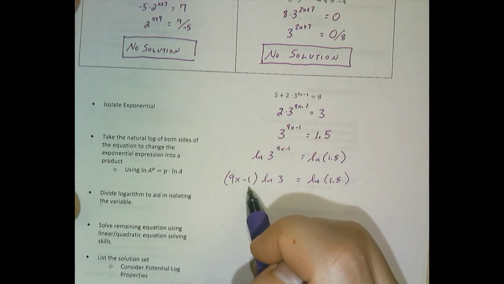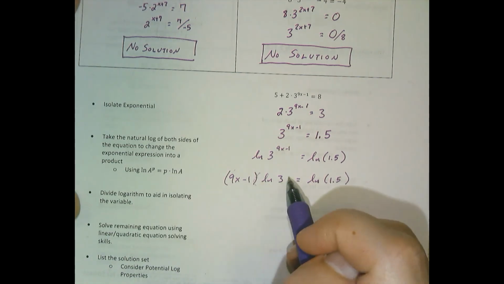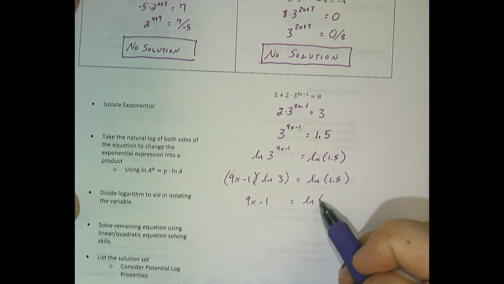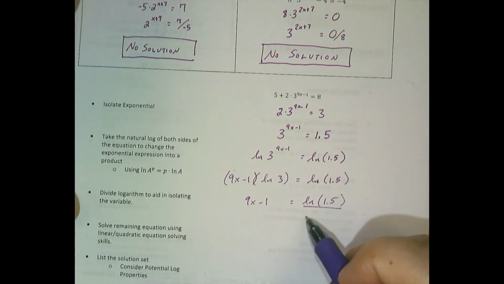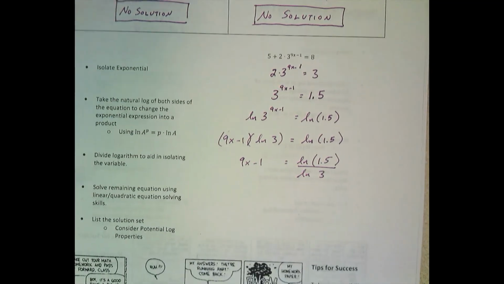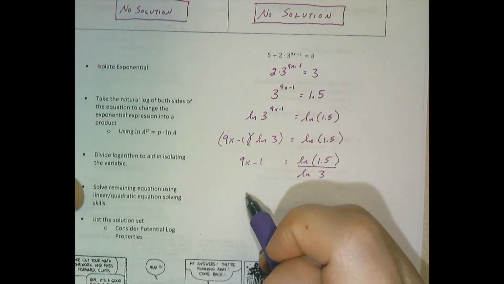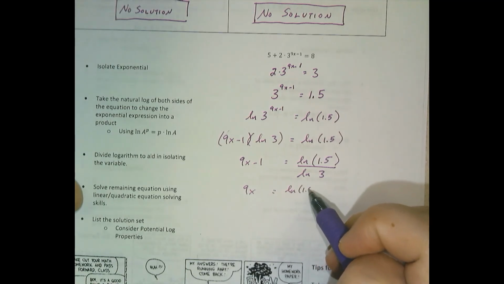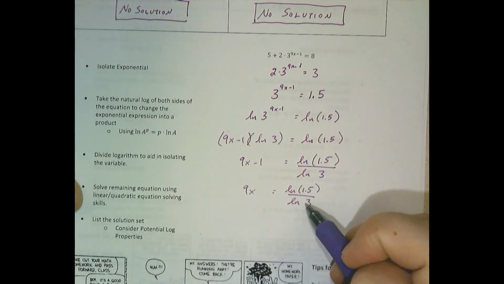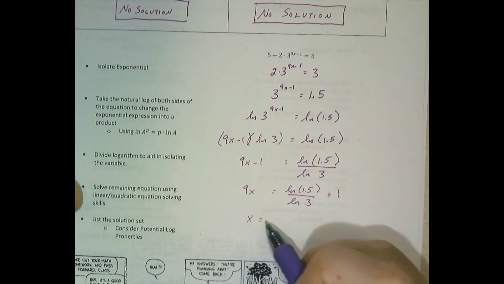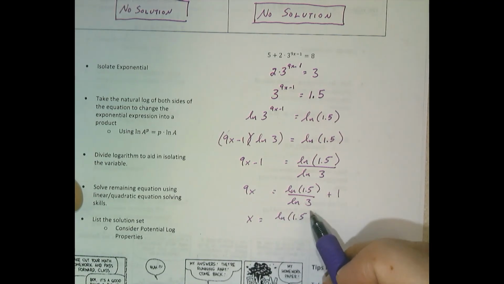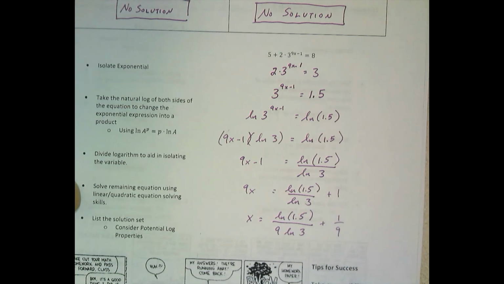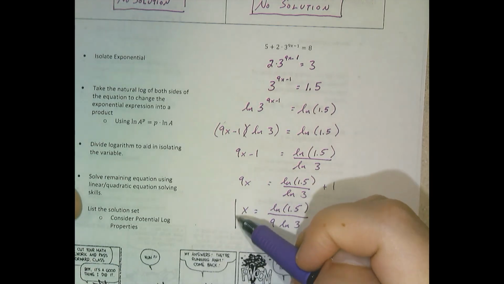And then we go about isolating that x. So we're going to divide both sides by ln of 3. And then we'll add 1 and divide both sides by 9. Or divide every term by 9 is another way to think about it. So there's our exact answer.